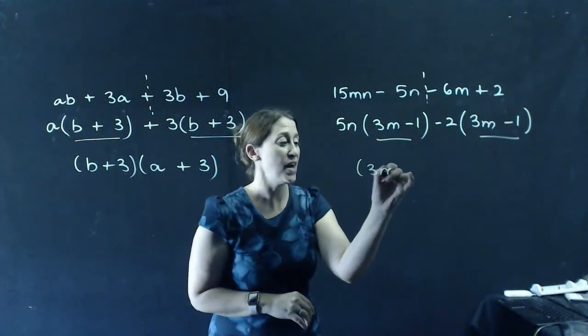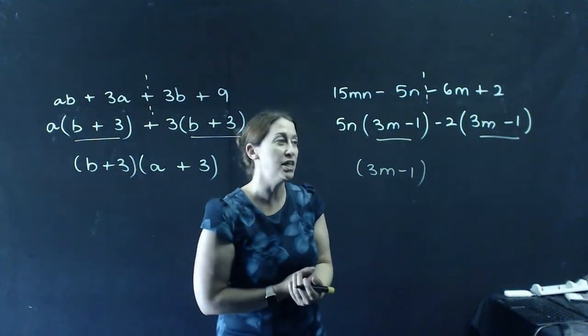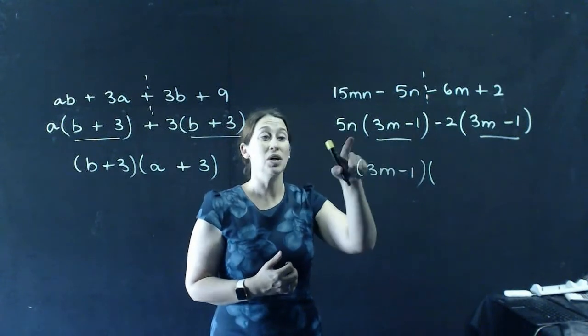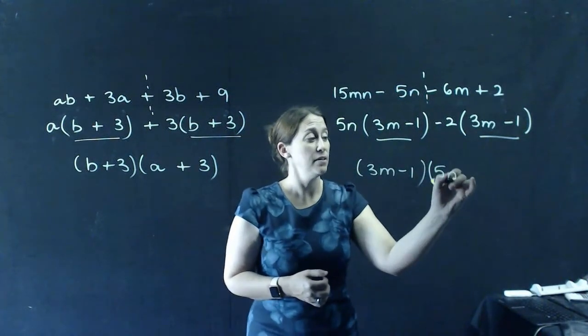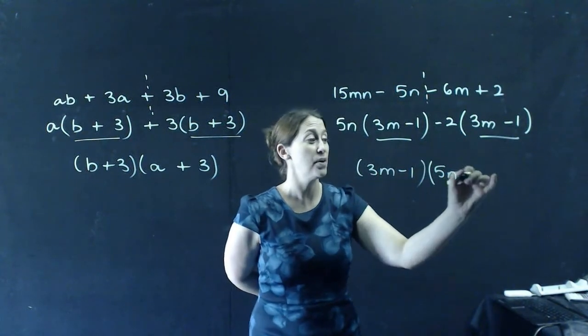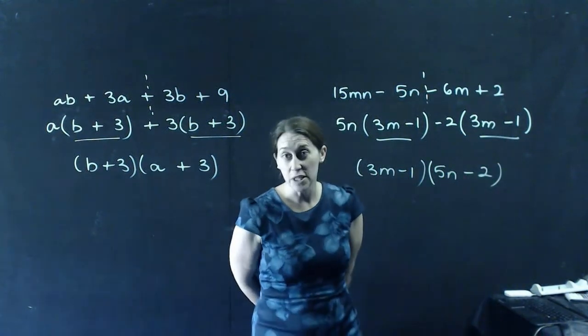So I'm going to pull out that common factor, 3m minus 1. To give me this term, 3m minus 1 needs to be multiplied by 5n. And to give me this term, 3m minus 1 needs to be multiplied by the negative 2. Now it's fully factorized.